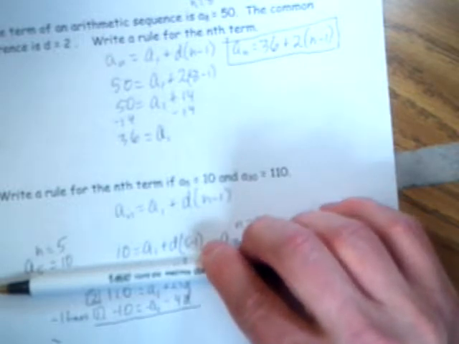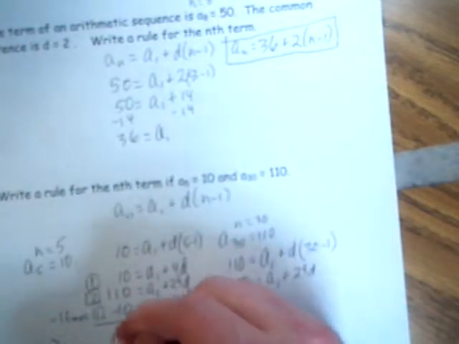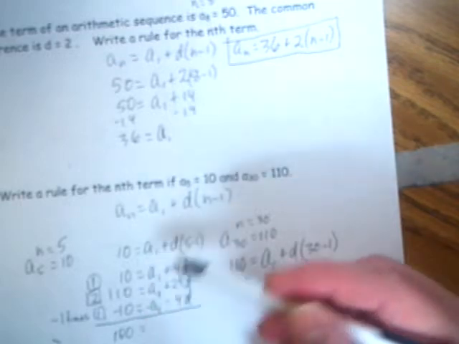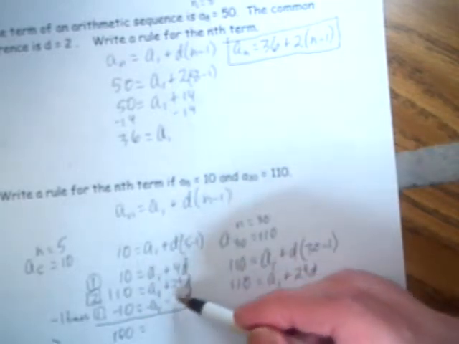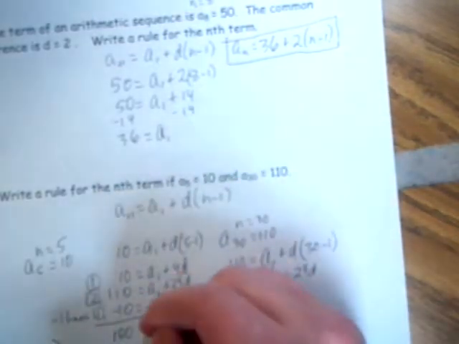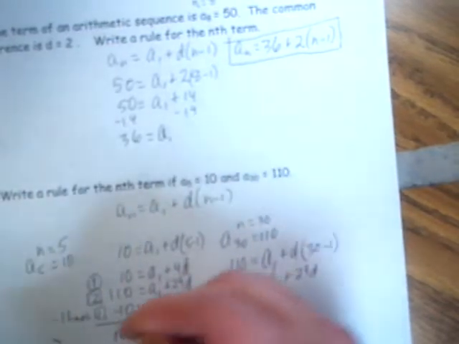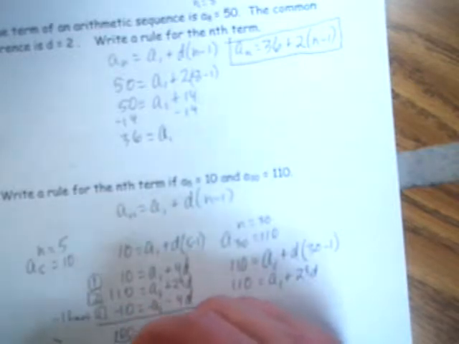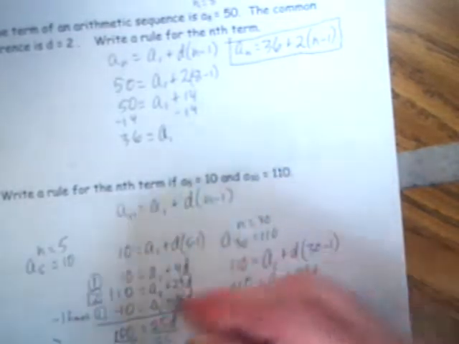Okay, I'm adding a multiple of one equation to the other. So, 110 minus 10 is 100. A sub 1 minus a sub 1 is 0. 29d minus 4d is 25d. Luckily, when you divide both sides by 25, it goes into 100 evenly. And you just learned that the common difference is 4.